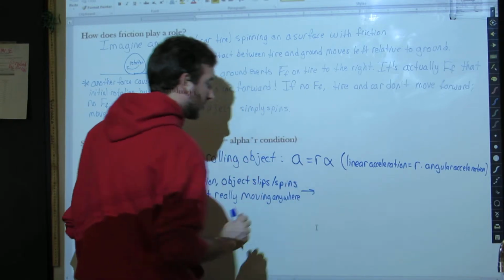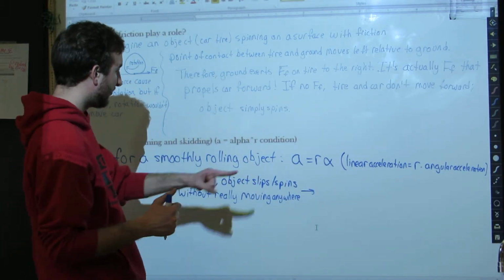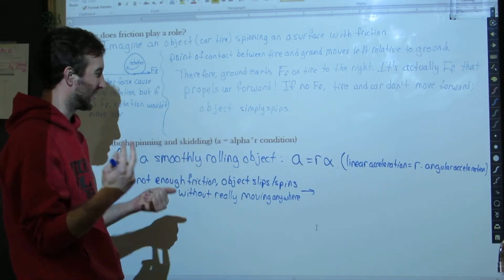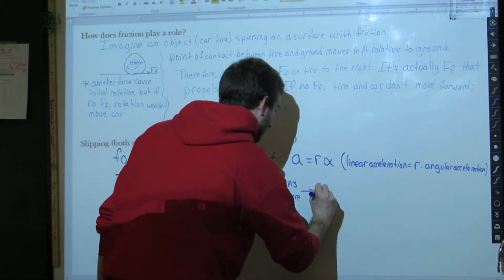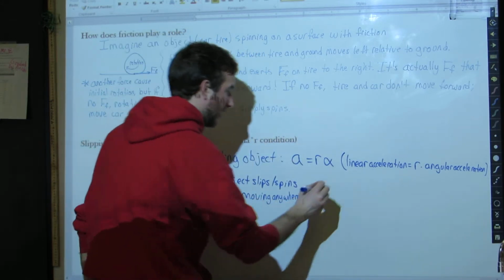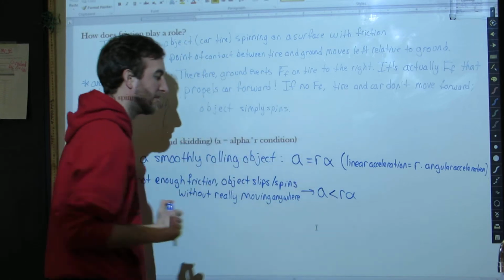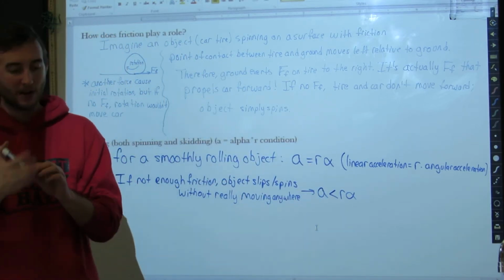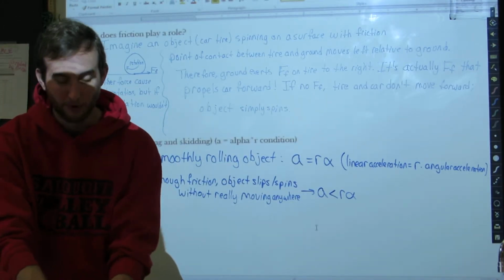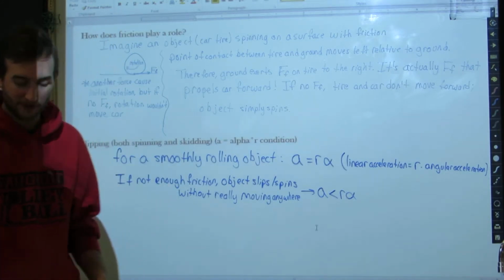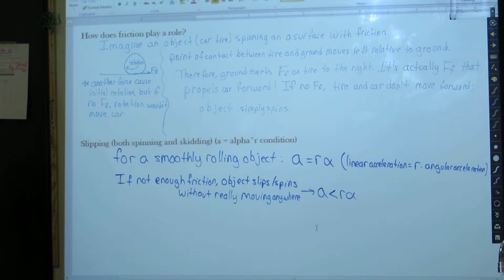Which leads to our conclusion that if the object spins more than it really translates, the linear acceleration is less than the product of the angular acceleration times the radius. What that means is the object is rotating more. It has a bigger angular acceleration than its linear acceleration. Kind of makes sense.